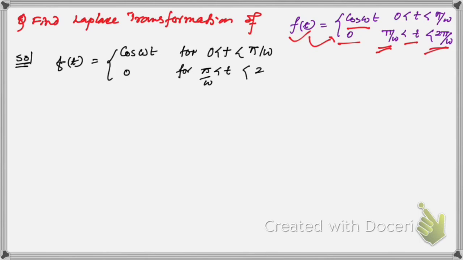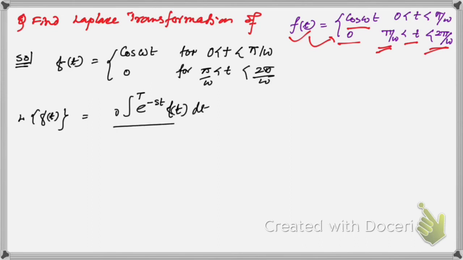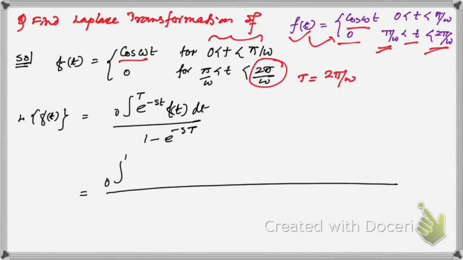Right? So here 2 pi by omega should be the period, and Laplace transformation of a periodic function is given by this formula. So let me write the formula. This is the formula, right? So this is the formula to find the Laplace transformation of a periodic function. So here capital T is 2 pi by omega. We're going to take this one as a period, and if you put the period here, as there are two cases, in one case cos omega t, in the other case it is 0. So that's why this is split into these two results. So hope you have understood this.